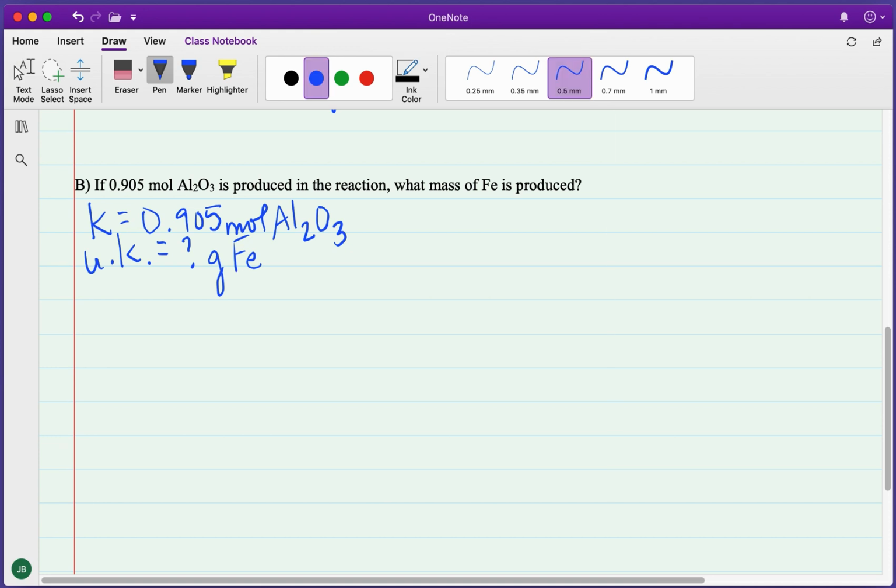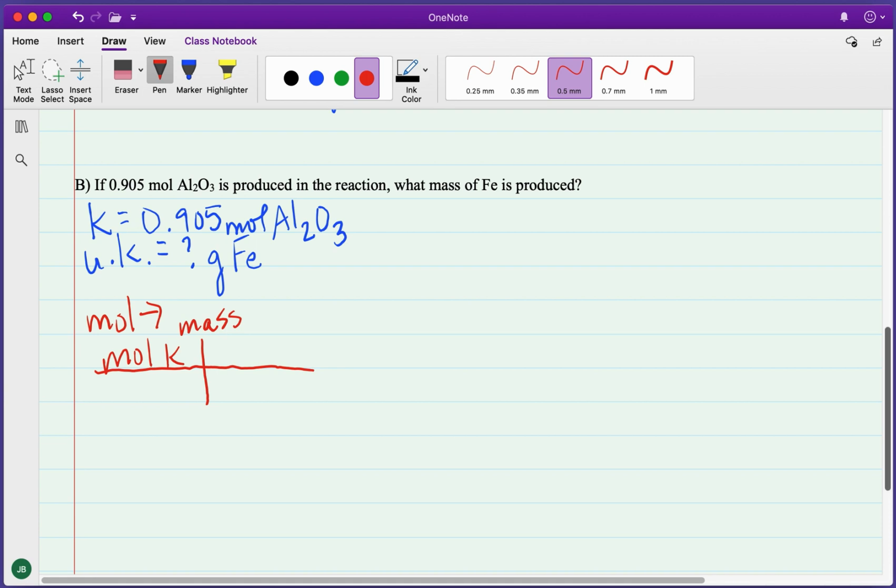So what we see here is that we have a mole to mass problem. And so what we do here, we're going to start off with our moles of our known. Now this problem is a little simpler than our first one because we're already in moles. So if we're already in moles, we can go straight to our molar ratio.